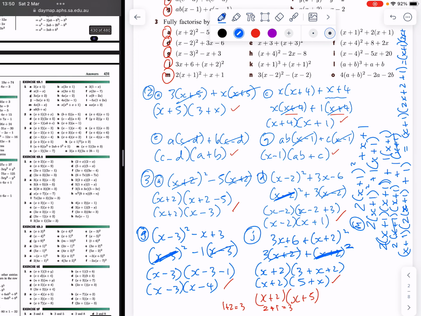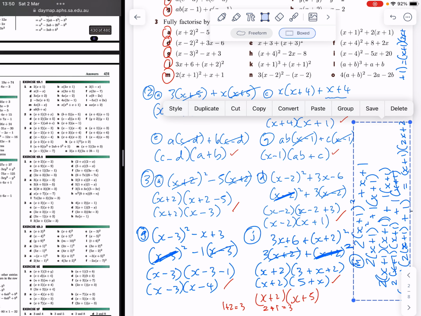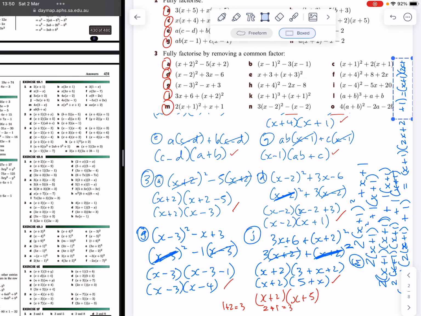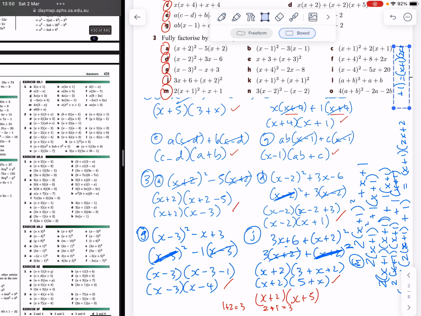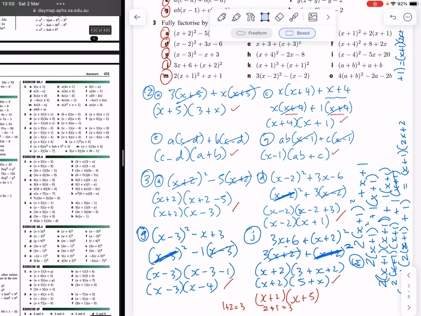Oh. I'm going to move this stuff. I'll erase that. Two x plus 1 plus 2 plus 1. So that simplifies to x plus 1, 2x plus 3.